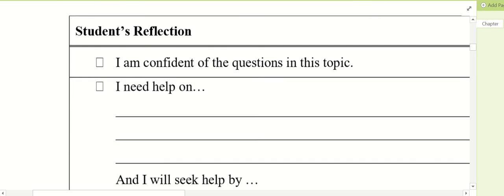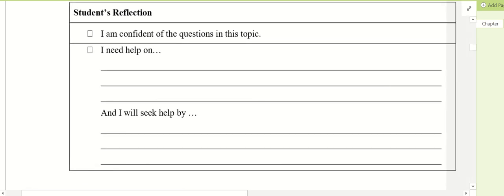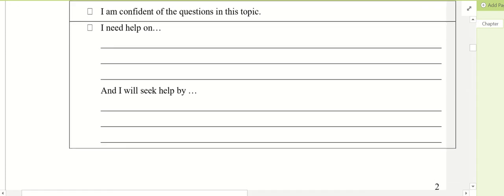After you're done, there's this little section at the bottom for you to think about how confident you are. So just fill it in. This is for your own learning. I'm not going to check, of course.